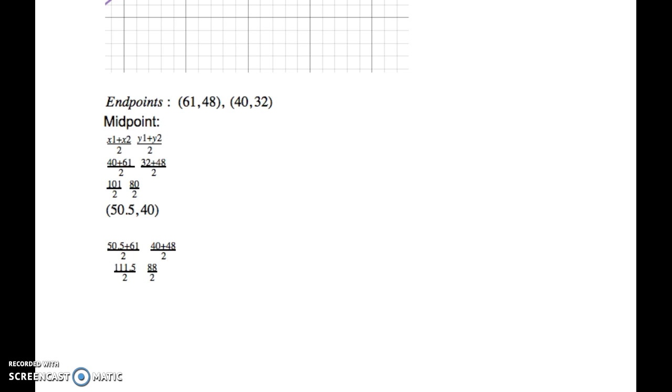So then you would divide them. So it would be 55.75 and 44 would be your coordinates for the midpoint.